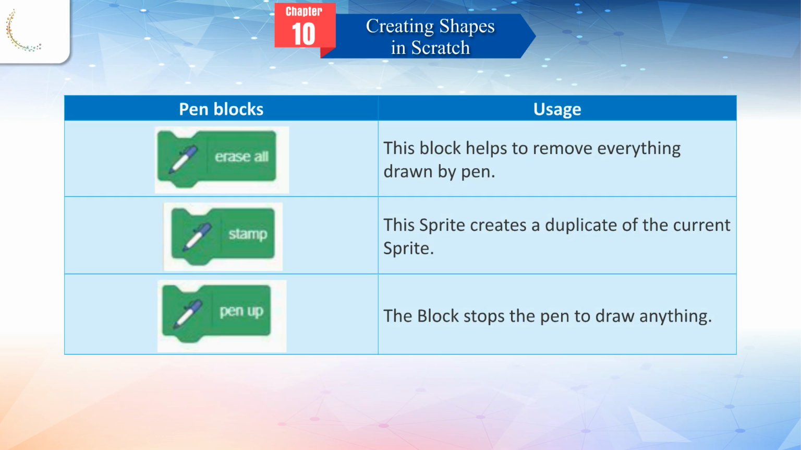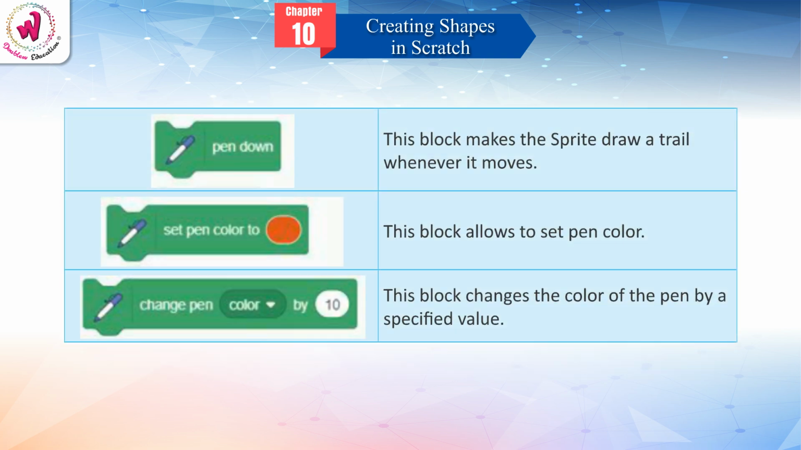Pen blocks. Usage. Erase all. This block helps to remove everything drawn by the pen. Stamp. This block creates a duplicate of the current sprite. Pen up. The block stops the pen from drawing anything. Pen down. This block makes the sprite draw a trail whenever it moves. Set pen color to. This block allows you to set the pen color.